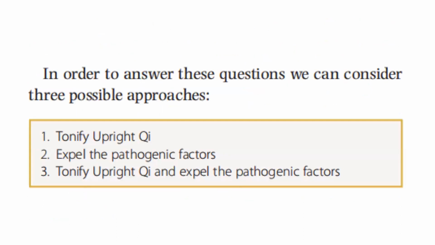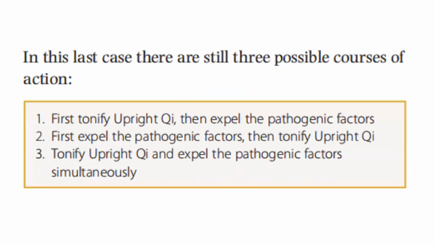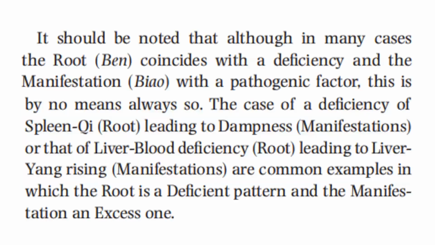In order to answer these questions, we can consider three possible approaches. 1, tonify upright qi. 2, expel pathogenic factors. 3, tonify upright qi and expel pathogenic factors. In this last case, there are still three possible courses of action. First, tonify upright qi, then expel pathogenic factors. Second, first expel pathogenic factors and then tonify upright qi. Third, tonify upright qi and expel pathogenic factors simultaneously.